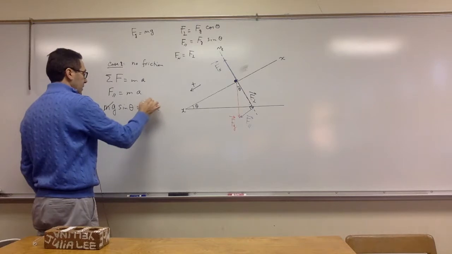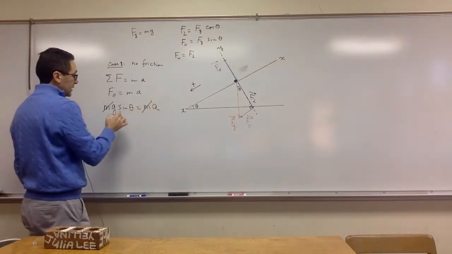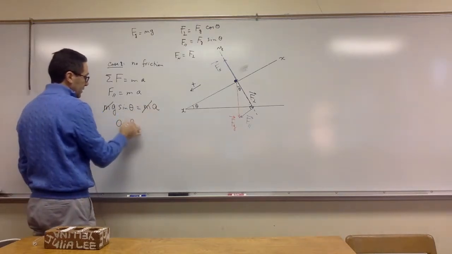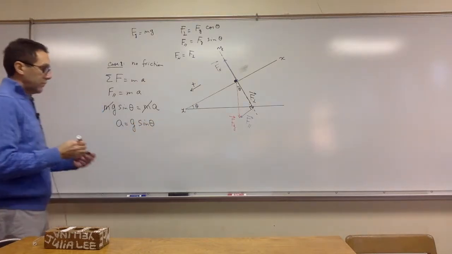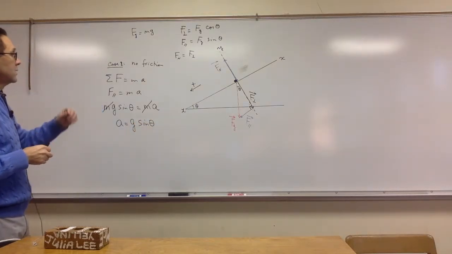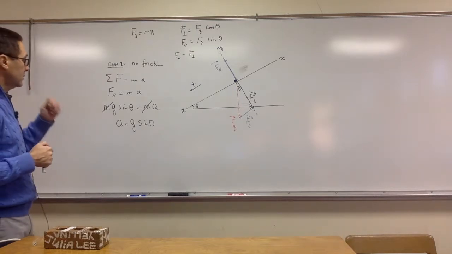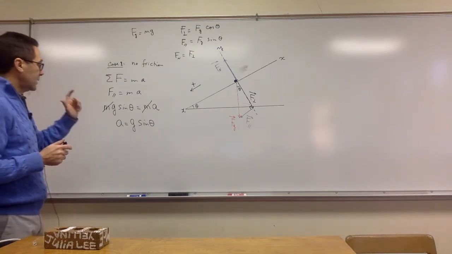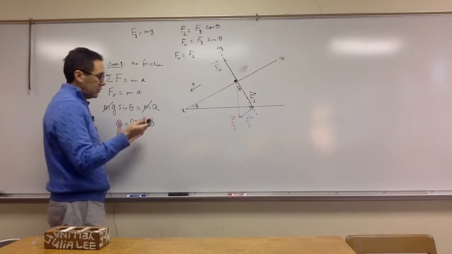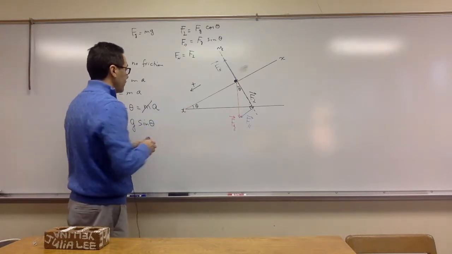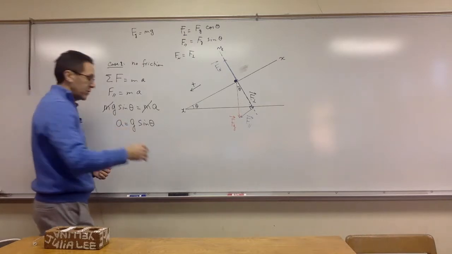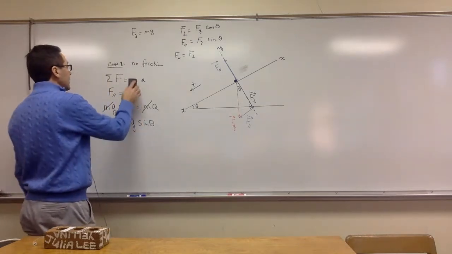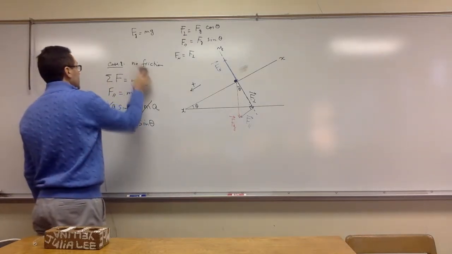Now I can cross out the masses, and I can see that the acceleration is just going to be g sine theta. On a frictionless ramp, the object will slide down, non-negotiable, and the acceleration will be 10 on Earth, basically, times sine of this angle. So if this angle is 30, your acceleration will be 10 sine 30, which is 5 meters per second squared.